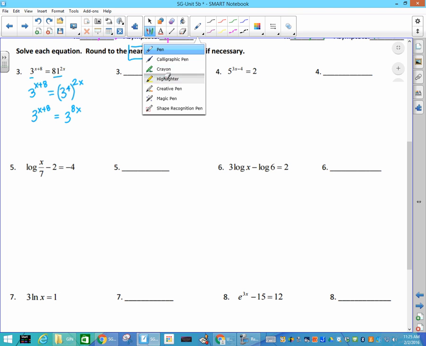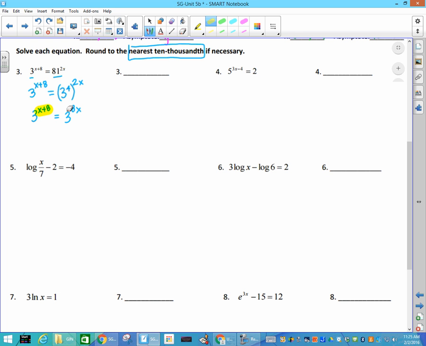So now I have the bases are the same, and that means if my bases are the same, I can ignore them and set my exponents equal to each other. So that means x plus 8 has to equal 8x. How do I solve that? I'm going to subtract x, so I have 8 equals 7x. And so I would divide by 7. So my answer would be x equals 8 over 7. That is an exact answer in simplest form.